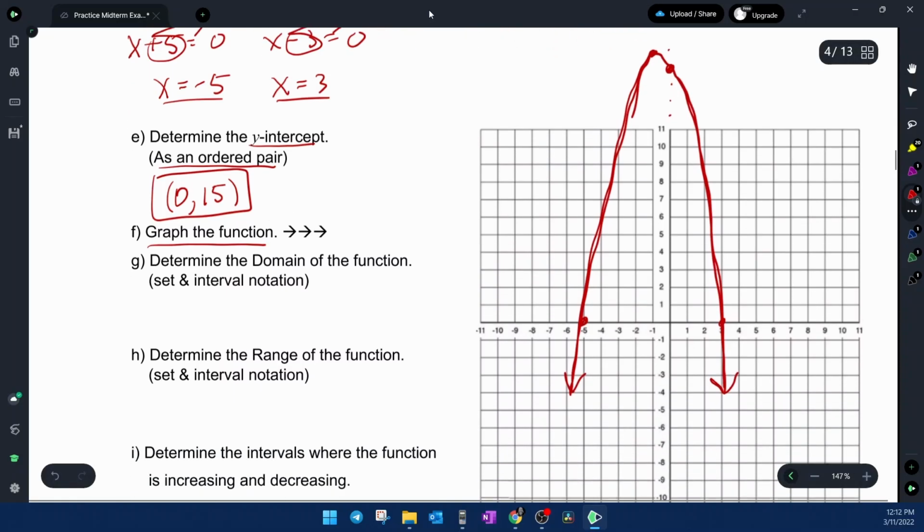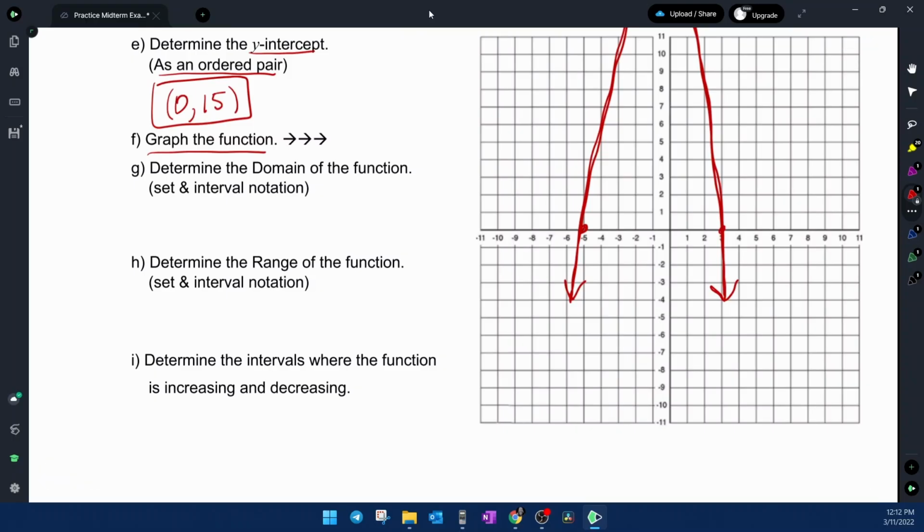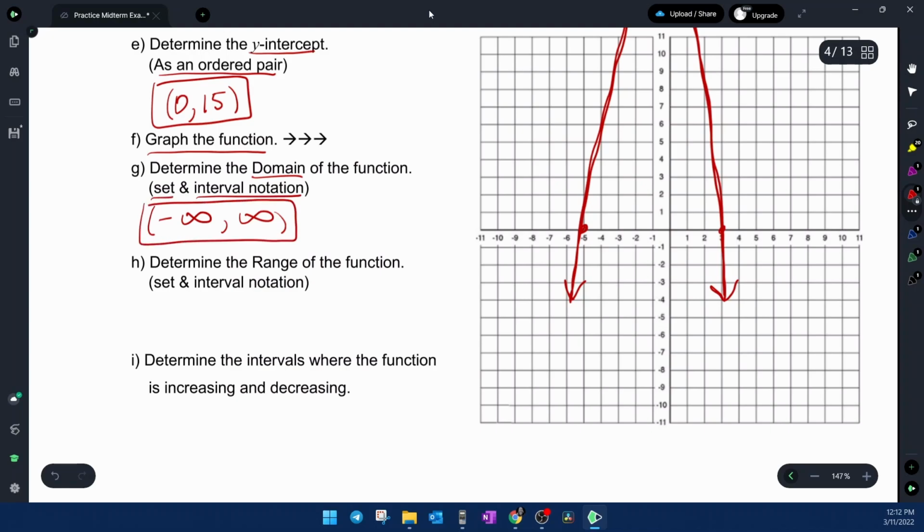Now that we have the graph, it should be pretty easy to get the domain. Actually, the graph is not even needed for the domain, since we know that the domain of any polynomial, here we have a quadratic, is always all real numbers. And this is in interval notation here. If you want to write that in set notation, that would be the set of all x, such that x is an element of the reals. And so that is the fancy math notation for set notation.